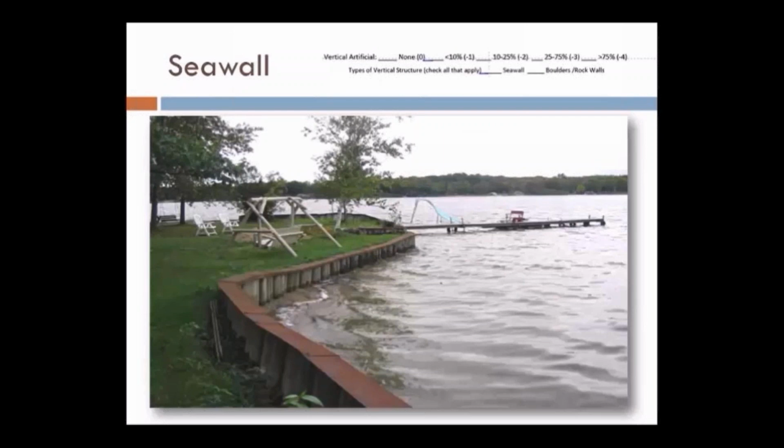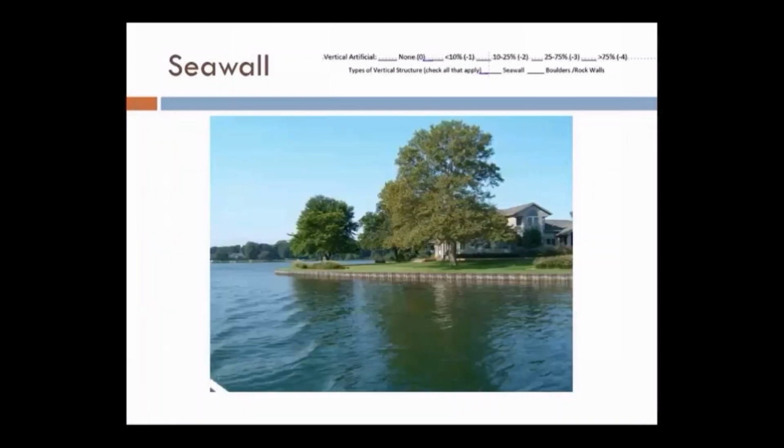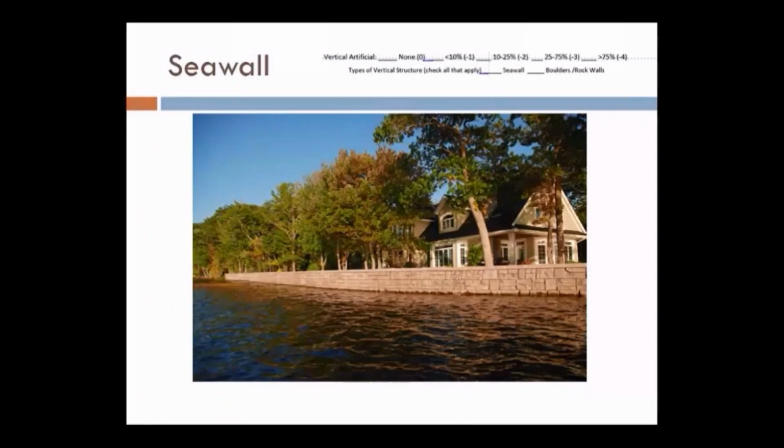Now, let's look at some shoreline erosion control practices, starting with artificial erosion control, like steel and rock. Vertical artificial practices include structures like metal seawalls, vertical boulders, and rock walls. This picture shows a vertical seawall. Here is another example of a long metal seawall. This vertical seawall is made from concrete.